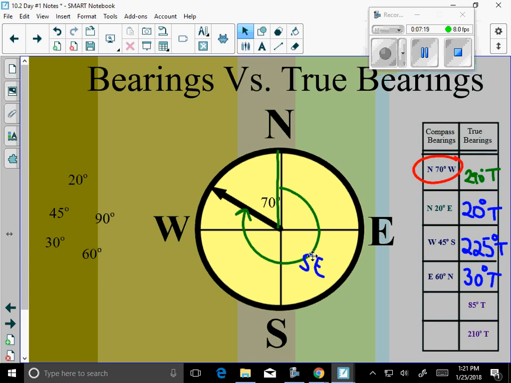Cool. How about 210 true? Got some answers for 210 true? Yep, what do you got, Anna? I got S 30 degrees west. Sure, south 30 degrees west. I like that. That's a good answer.